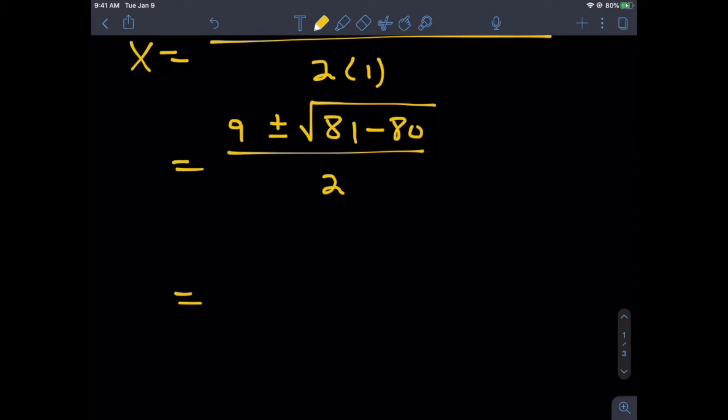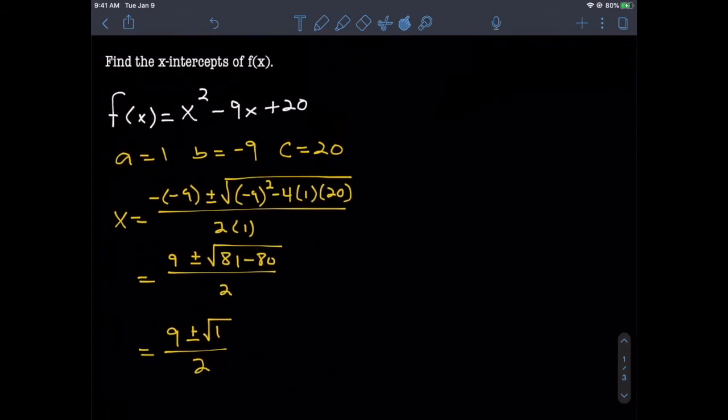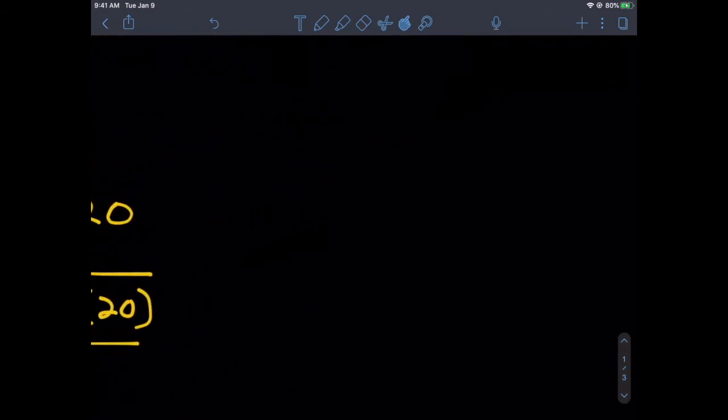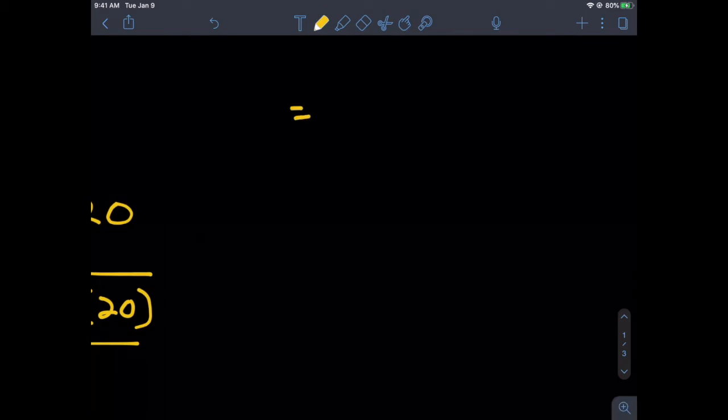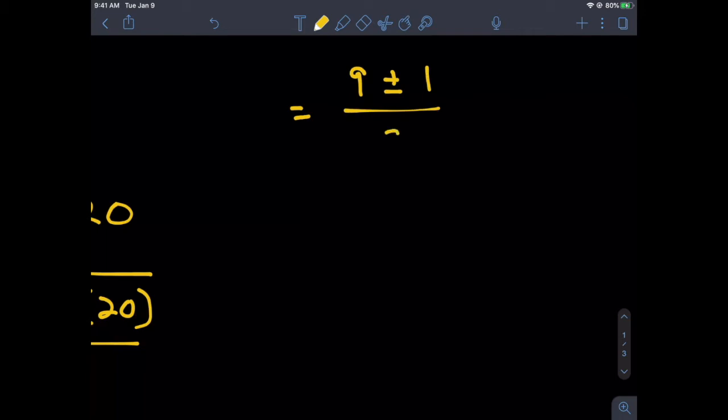And now we're going to evaluate underneath that radical. The 9 stays the same, but 81 minus 80 is 1. And we're going to put that all over 2. Had enough yet? I'm running out of room here. Let's start a new line. Of course, we are going to have in the top 9, square root of 1 is just 1 over 2.